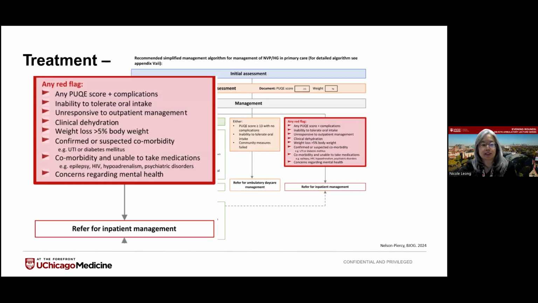This is just a zoomed in view of these red flag symptoms. Something to keep in mind: somebody who may need inpatient treatment is someone who can't eat or drink anything at all, where our outpatient management has not worked, who is really dehydrated, has some comorbidity that we're worried about, or can't take their medications. It's very important that they take their medications. And then, of course, looking at someone's mental health and how they're coping with nausea, vomiting of pregnancy or hyperemesis as well.